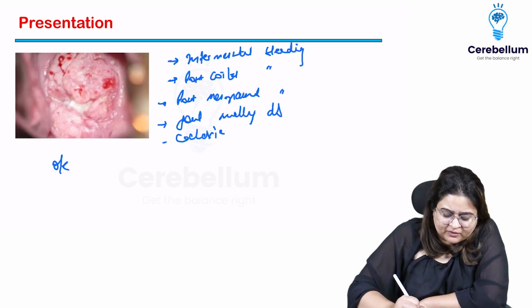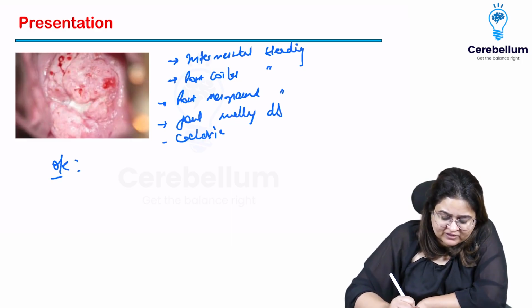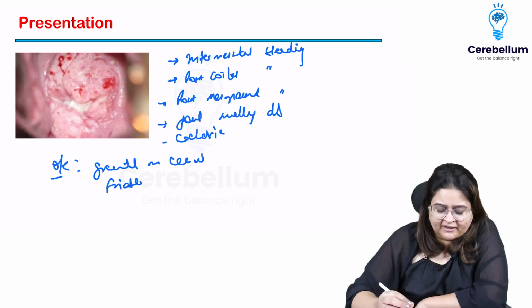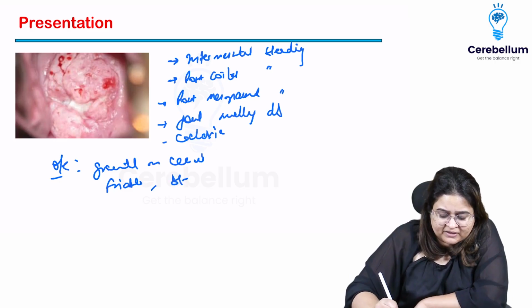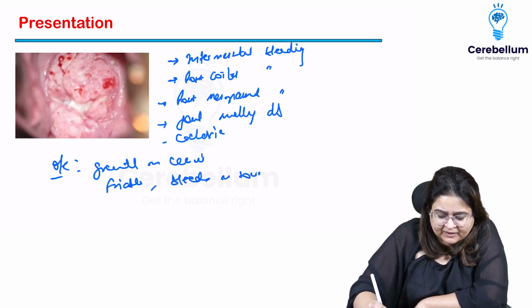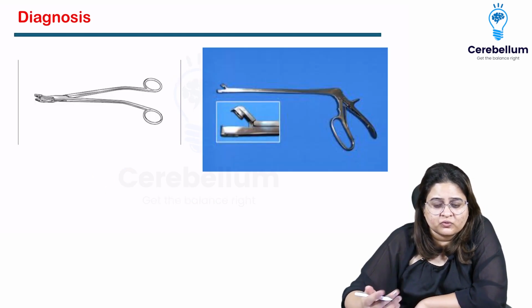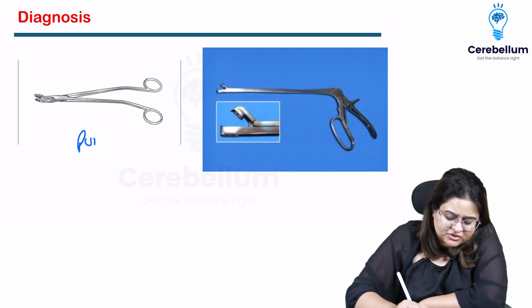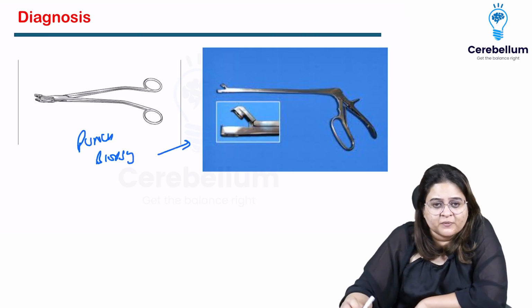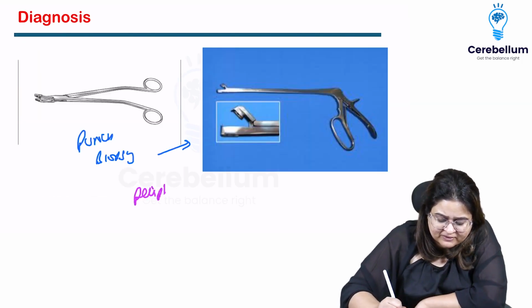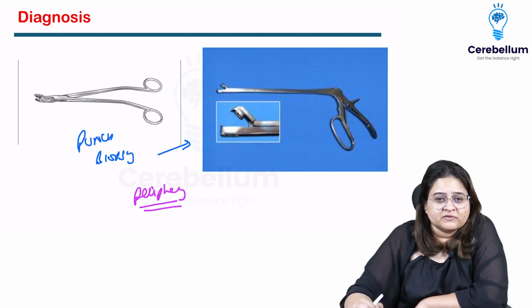When you examine her, what are you going to see? You're going to see a fungating or an ulcerative growth on the cervix, which is friable. That means it melts in your hand if you touch it, and it bleeds on touch. This is how it appears. And if you see a growth on the cervix like this, what should you do? You should take a punch biopsy using this instrument, which is a punch biopsy forceps. You should take the biopsy from the periphery of the lesion as against the central part of the lesion.